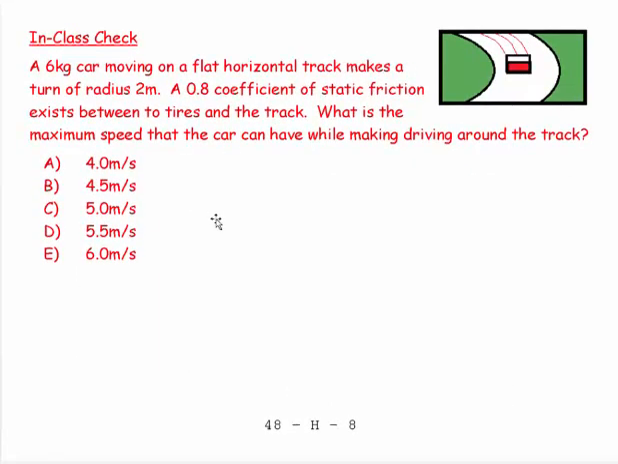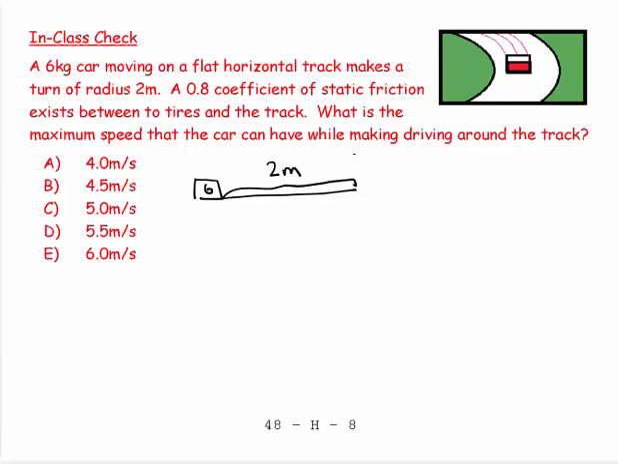Let's look at this next diagram. In this next diagram, we have a racetrack. It says a 6 kilogram car. So let's draw a 6 kilogram car. It is moving on a flat horizontal track that makes a turn of radius 2 meters. So this radius here is 2 meters.